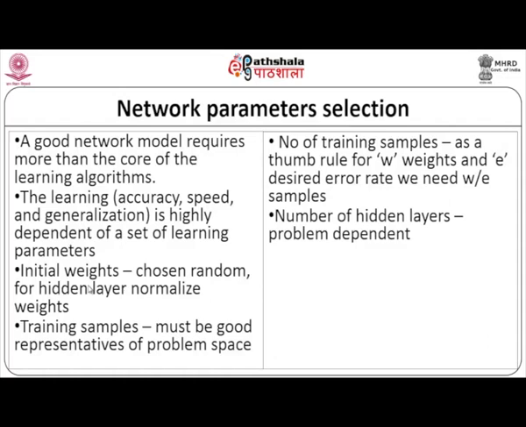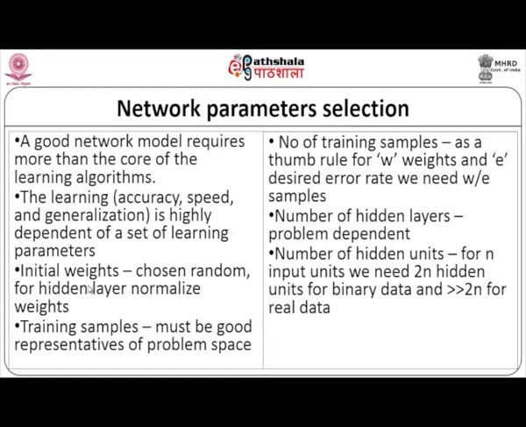Number of hidden layers is problem dependent, so you cannot choose that. Remember, in almost all the examples we had only one hidden layer, but we chose m hidden units, where m is the number of combinations you have. For the number of hidden units, for n input units we need 2n hidden units for binary data and much greater than 2n for real data. So, that is a thumb rule.